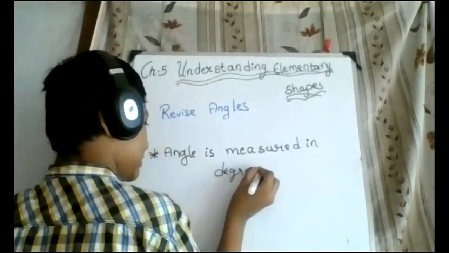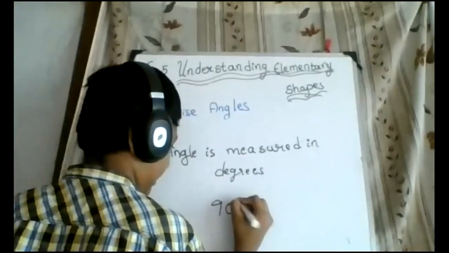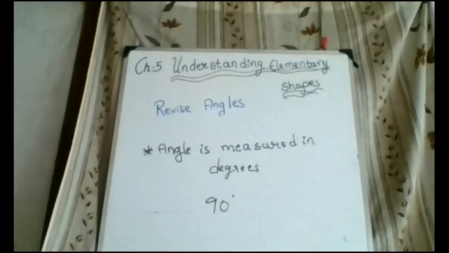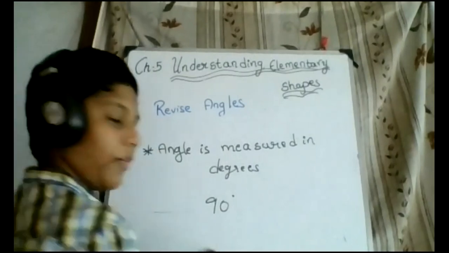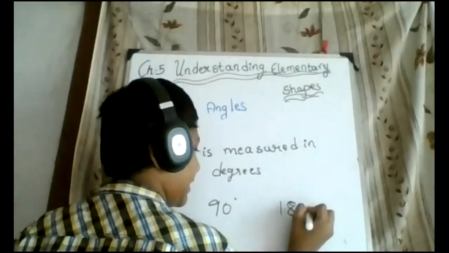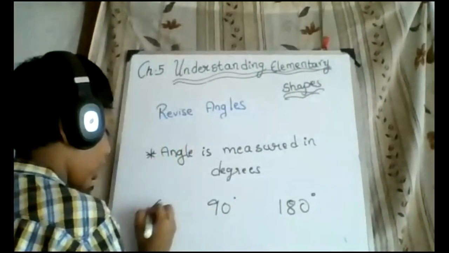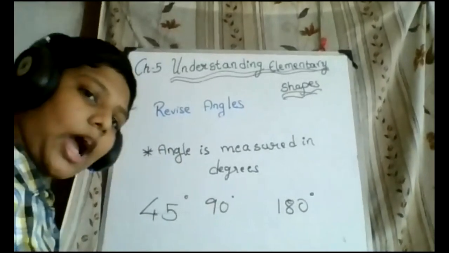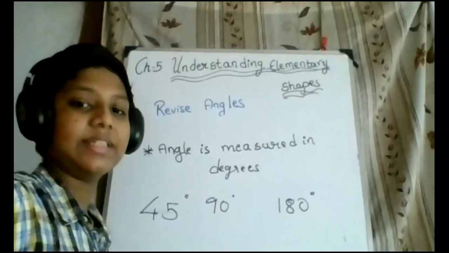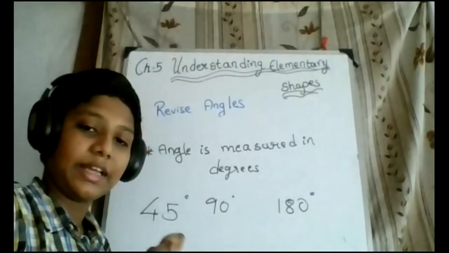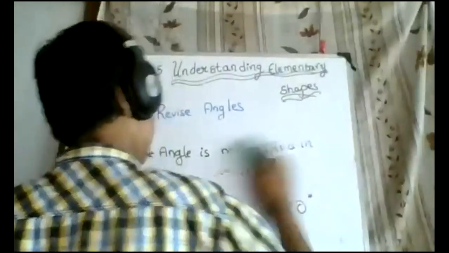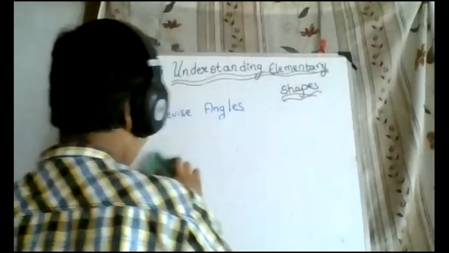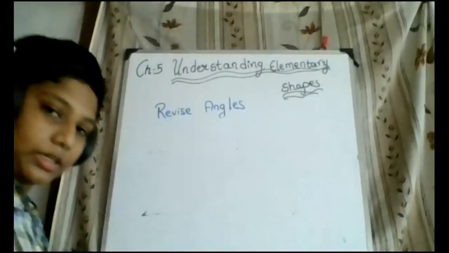If there is a dot at the top, it represents 90 degrees. Now if it is 180 degrees, 180 degrees. If it is 45, 45 degrees. What is the first point we discussed? Angle is measured in degrees. Next point: angle is measured by protractor.